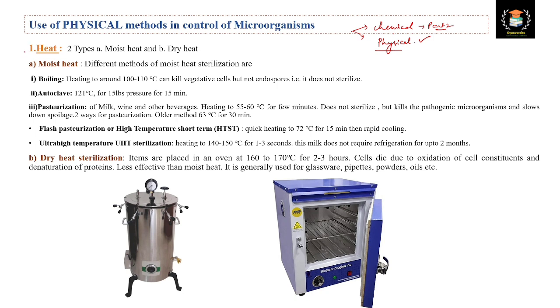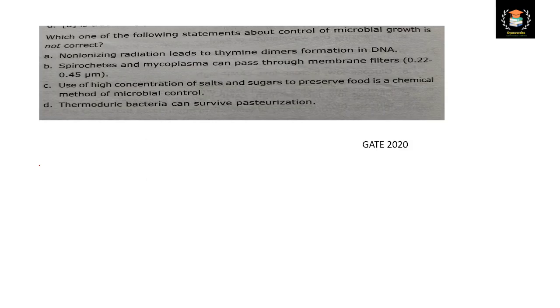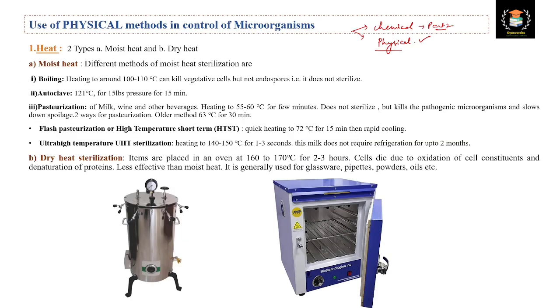First, what are the different methods? Heat, low temperature, radiation, filtration. These are the different physical methods used in control of microorganisms. First is heat. There are two types of heat: one is moist heat and the other is dry heat. You can just know the difference from these terms, moist and dry.